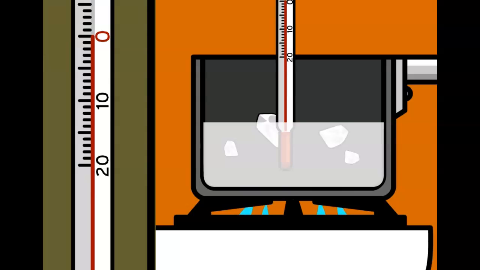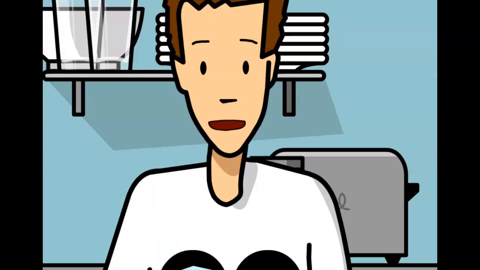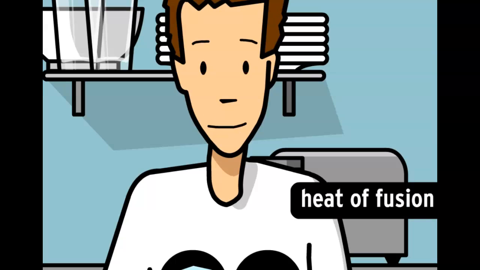So, the temperature stays the same during the melting phase of water. The temperature doesn't start rising again until all the ice melts. As long as there's some ice left, all that extra energy goes into breaking the bonds that hold the crystal lattice together. This extra energy is called the heat of fusion.